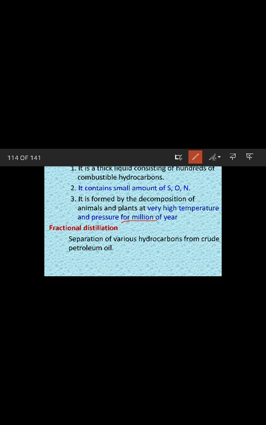Now let's see the fractional distillation. Separation of various hydrocarbons from the crude petroleum oil is done by the fractional distillation.